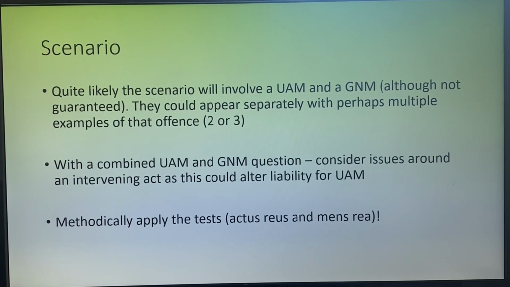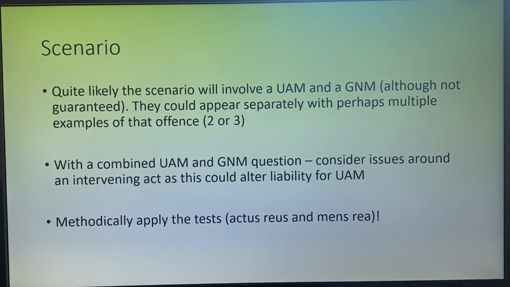Finally, scenario. It's quite likely in a scenario that it would involve a UAM, so unlawful act manslaughter, and a gross negligence manslaughter, although it's not guaranteed. It could be just UAM or just GNM, so we really don't know at this stage. There could be multiple examples of that offence, so 2 or 3. So if it did appear as just unlawful act manslaughter, you'd probably be looking at 2 examples of it, maybe, although it depends. We haven't seen many examples of this yet.